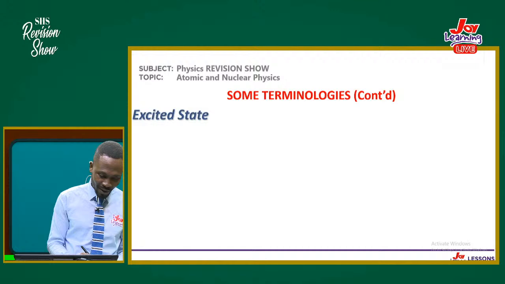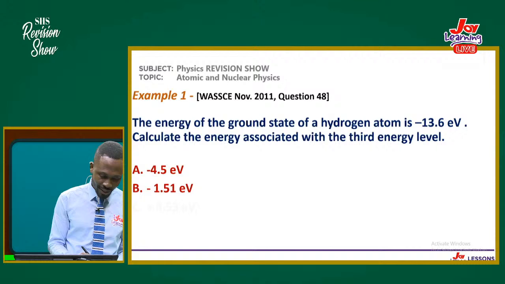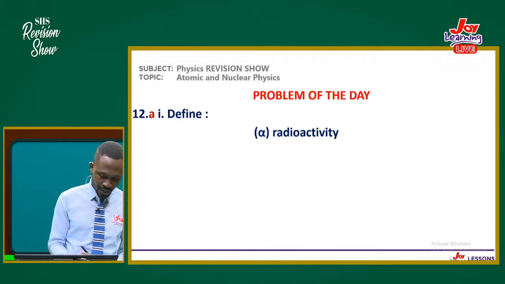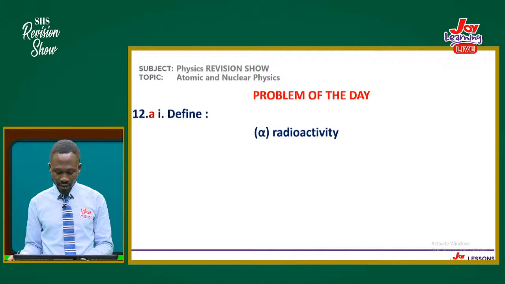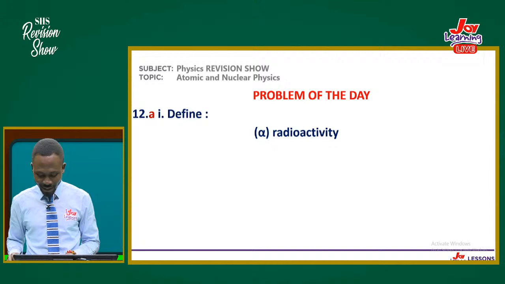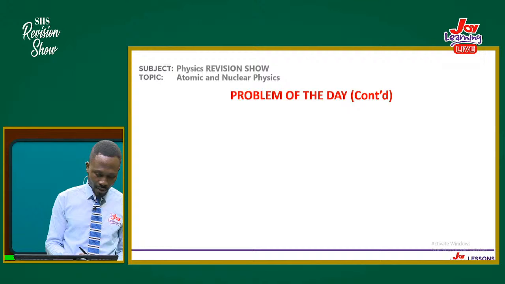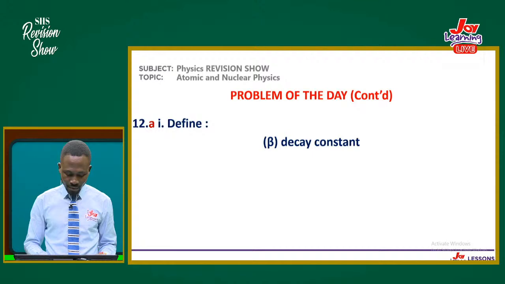Okay, so the first question is asking us to define radioactivity. Radioactivity is a continuous disintegration or decay of an unstable nucleus with the emission of radiation and the release of energy to form a new stable nucleus. Okay, let's move on. We have the decay constant. The decay constant is the time rate of disintegration per unit nucleus of a radioactive element at an instant.